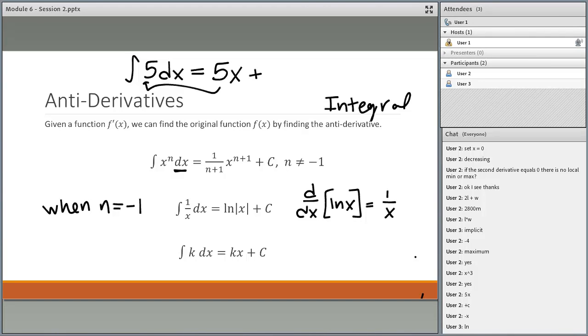Good. The natural log function. So I take the derivative of natural log and I get 1 over x. So that's why when I integrate or go in the other direction, if I start with 1 over x, I end up getting back to the natural log function because I'm going in the other direction. But now there's absolute value bars on the x.